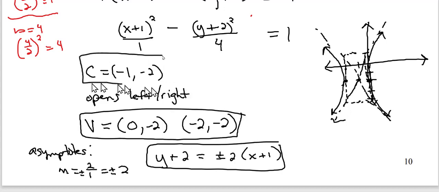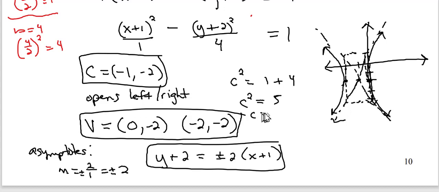What's left? Foci, right? So let's say c squared. Remember, the foci is going to be somewhere out here and somewhere out here. Has to equal 1 plus 4. So c squared is 5. C equals the square root of 5, which is a little more than 2, right? So from the center, that would be a distance of 2, a little bit more than that. 1, 2, a little bit more than that. That's where my foci are going to be. Let's name those ordered pairs.